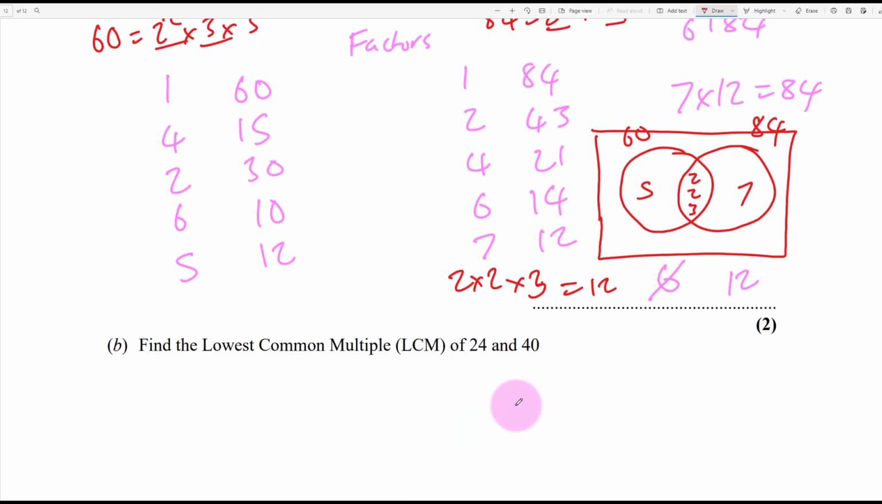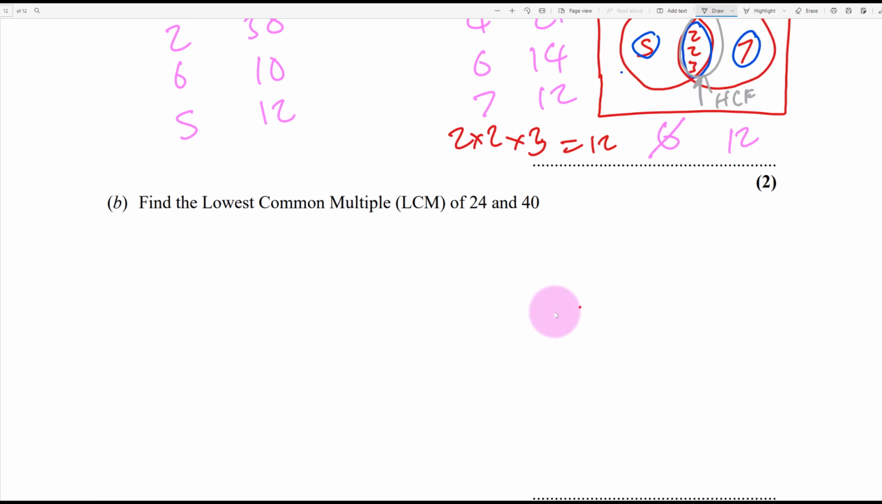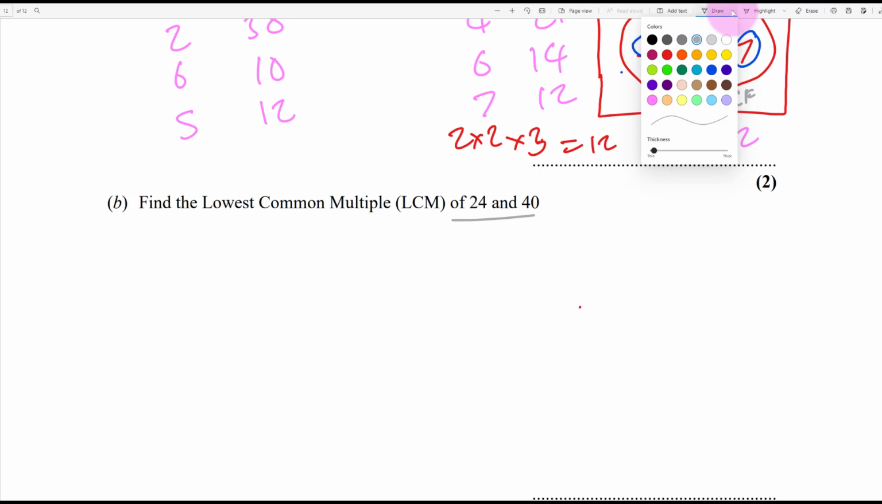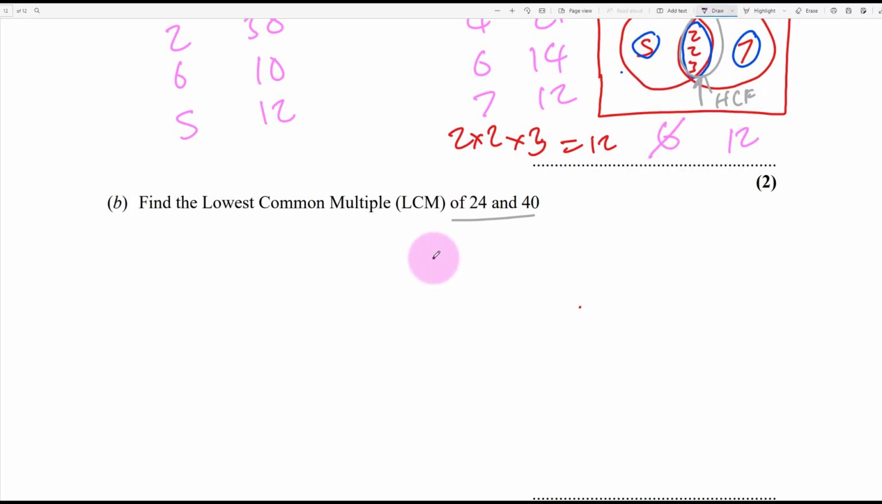And the final one, the lowest common multiple of 24, okay, LCM, you need to remember, is the smallest number that goes into both. So if you count up in 40s, 40, 80, 120, 160, 200. Let's just stop there.